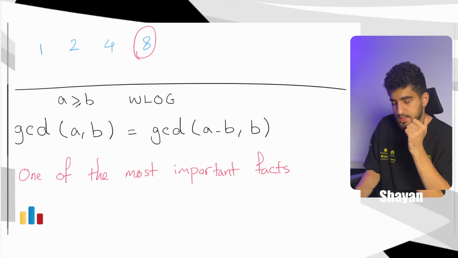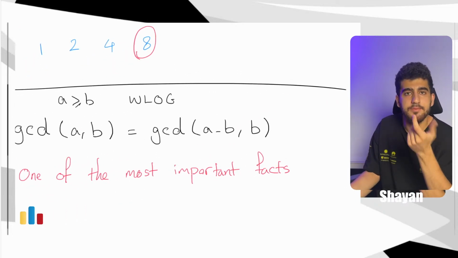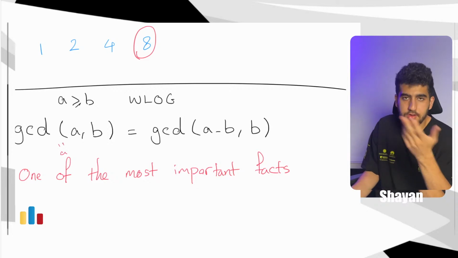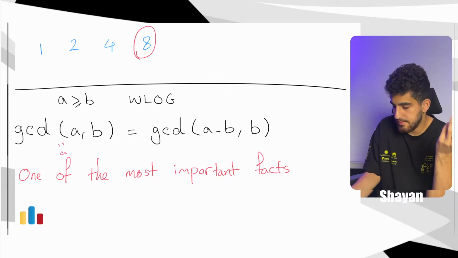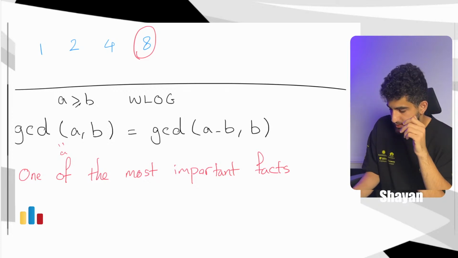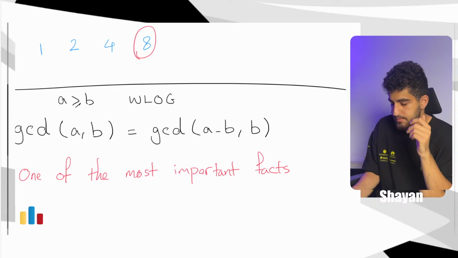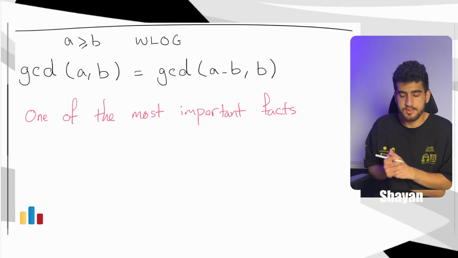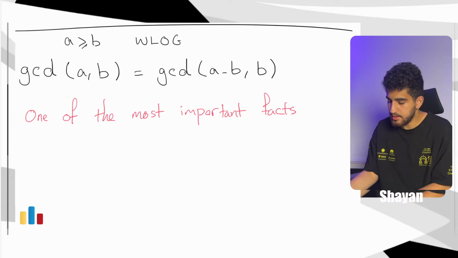So this is correct even when A and B are equal. When A and B are equal, the GCD is equal to them. GCD is equal to A when both of them are A, and it's equal to GCD of 0 and A or B. So when they are equal, this is correct as well. So now I want to prove that this is correct. So how can I prove this?